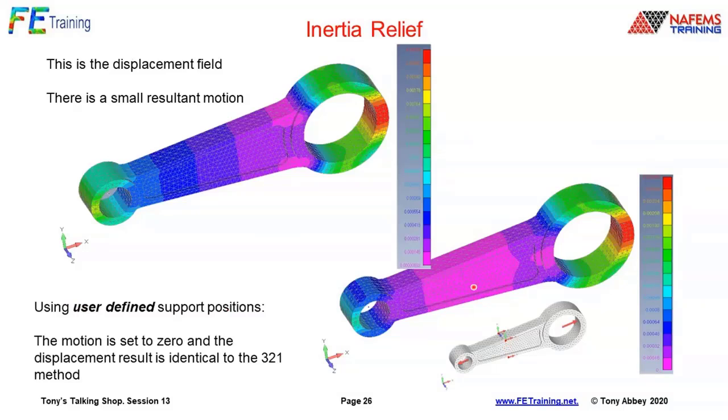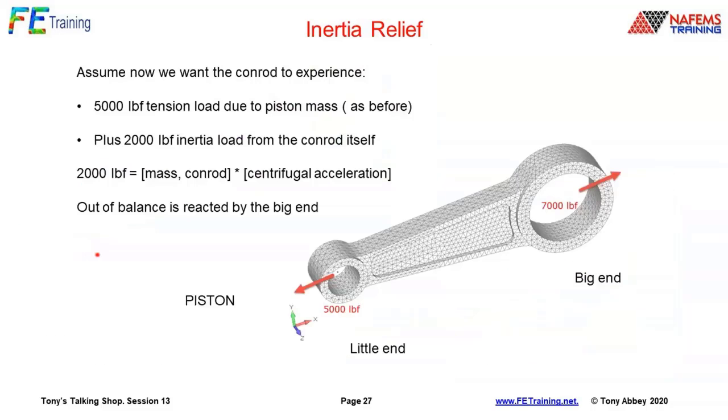So with those two systems, using a user-defined support system, using the same principle as the 3-2-1 method, we get exactly the same results out. So why use inertial relief rather than the 3-2-1? Well, let's say we've got the Conrod coming in now. We've got the piston at the little end and the big end reacting at the crank. Well, the load path is going to be, the piston's going to be flinging itself out with, say, 5,000 pound force.